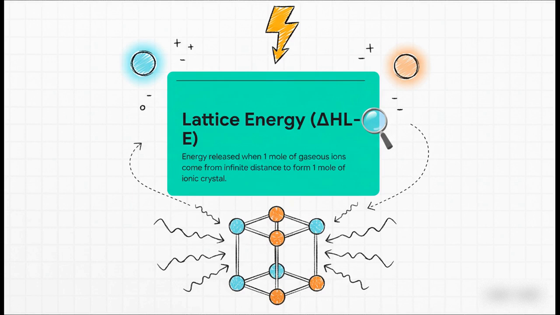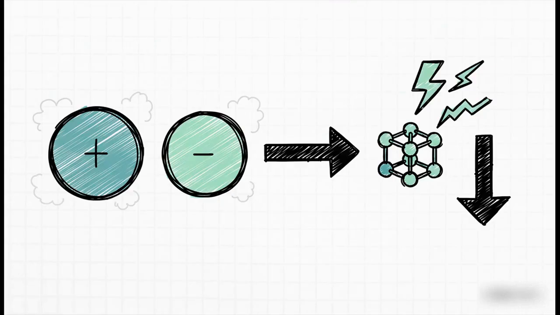So to be really precise about it, here's the formal definition. It's the energy change that occurs when 1 mole of gaseous ions come together from infinite separation to form 1 mole of a solid ionic crystal. The textbook example is, of course, making sodium chloride. You take gaseous sodium ions and gaseous chloride ions, and they combine to form the solid salt crystal. Now, because energy is always released when this stable lattice forms, the process is always exothermic. And that means the value for lattice energy is always negative. For sodium chloride, it's a pretty hefty minus 787 kilojoules per mole.